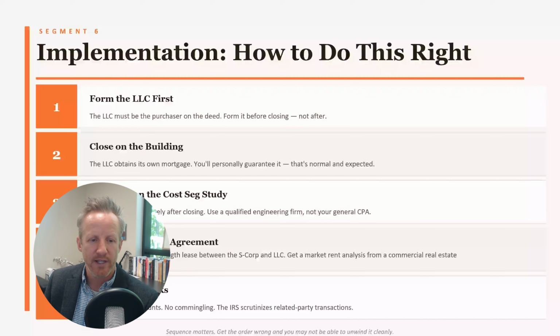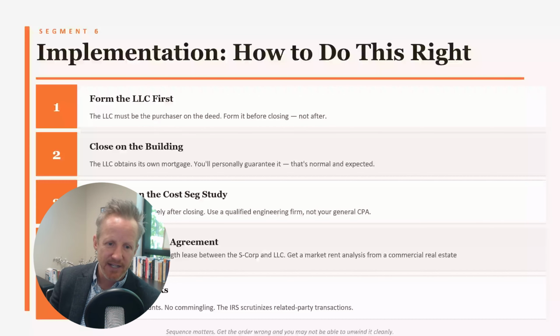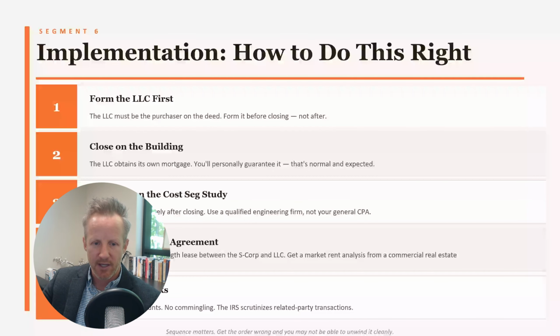Okay, so that's number 3, commission the cost segregation study. Number 4, so now you've got your LLC in place, you bought the building, you've engaged the cost segregation study, they've done the analysis now, and they've given you the report that says how you can break out the purchase price of the building between those different categories for depreciation purposes. And now step 4 is execute the lease agreement.